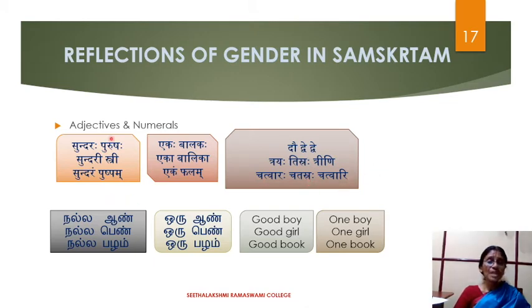So adjectives and numerals serve as gender markers in Sanskritam, whereas in Tamil or in English they are not marked. Nalla aan, nalla pen, nalla palam. Oru aan, oru pen, oru palam. Nalla or oru, they do not mark any gender. Similarly, good boy, good girl, good book. One boy, one girl, one book. They show no change. So in these two languages, adjectives and numerals are not gender markers. But as far as Sanskrit is concerned, adjectives and numerals are marked for gender.